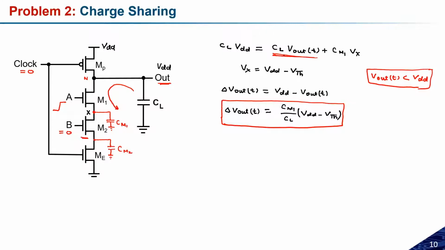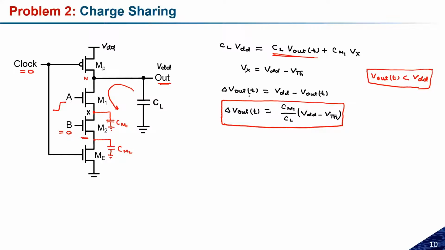Here, if we apply the charge conservation, it will be CL into V out T, plus some of the charge is redistributed to CM1, so CM1 into the voltage at X, that is CM1 into Vx. And because this M1 is an NMOS transistor, and an NMOS transistor cannot pass the maximum logic level, there will be some threshold voltage drop. So initially the voltage was VDD, but it can pass up to VDD minus VTH. So Vx can be VDD minus VTH.